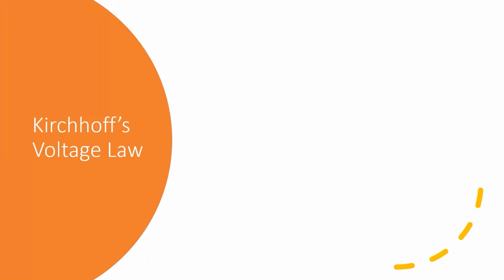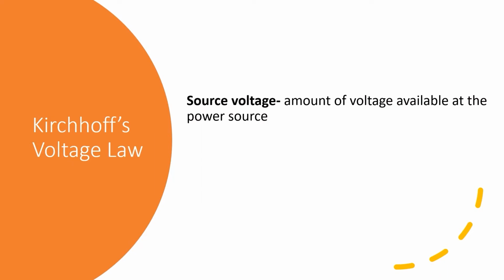This all relates to the properties of voltage and Kirchhoff's voltage law. According to Kirchhoff's voltage law, to calculate source voltage, you can add all the voltage drops together. We'll say voltage drop 1 plus voltage drop 2 plus voltage drop N. N doesn't represent any particular number. It just means that we can add as many voltage drops into the equation as we need to represent the circuit.